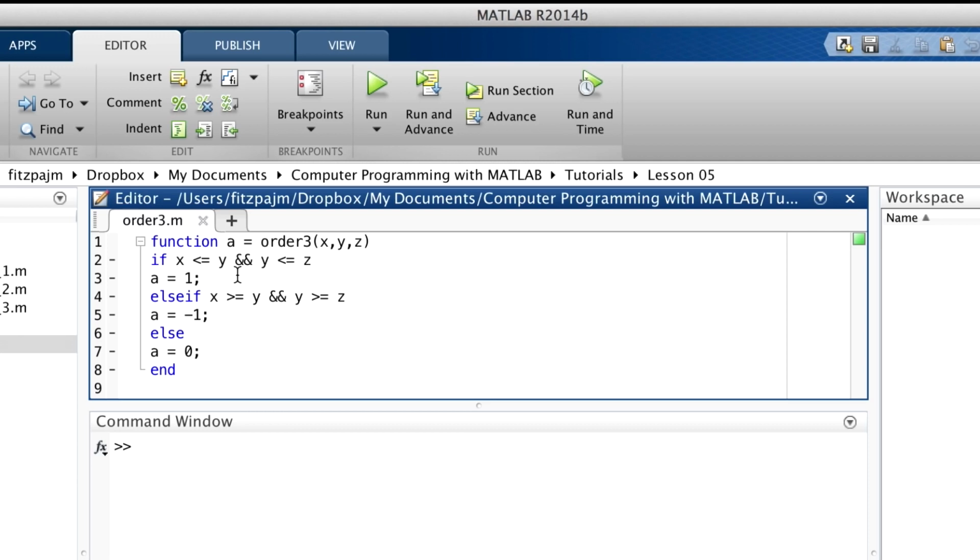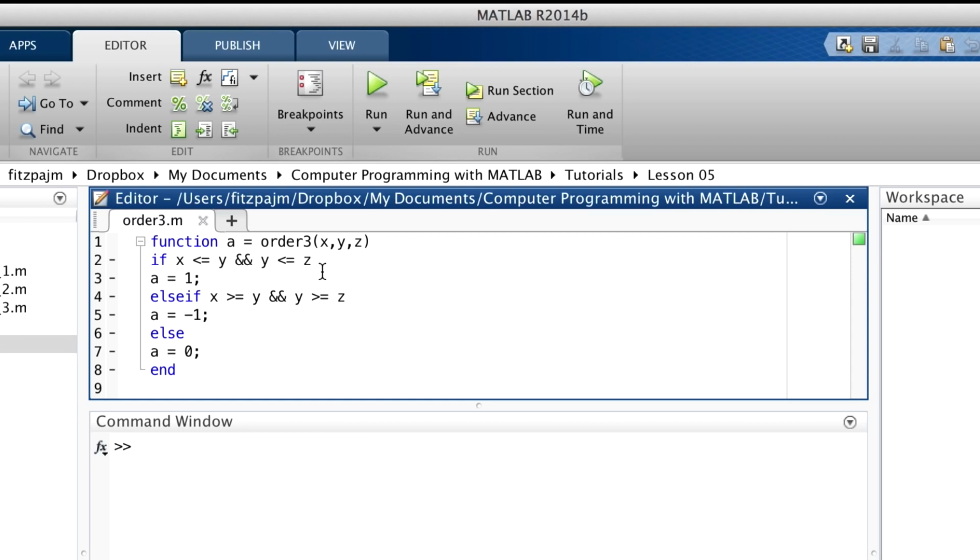As you may remember from the truth table, this AND operator returns true only if both of its operands are true. This is the first operand, x <= y. This is the second operand, y <= z. So in this case, x has to be less than or equal to y, and at the same time, y needs to be less than or equal to z in order for this condition to be true.